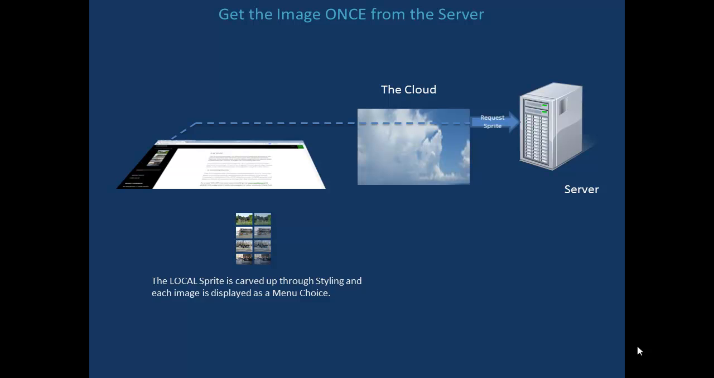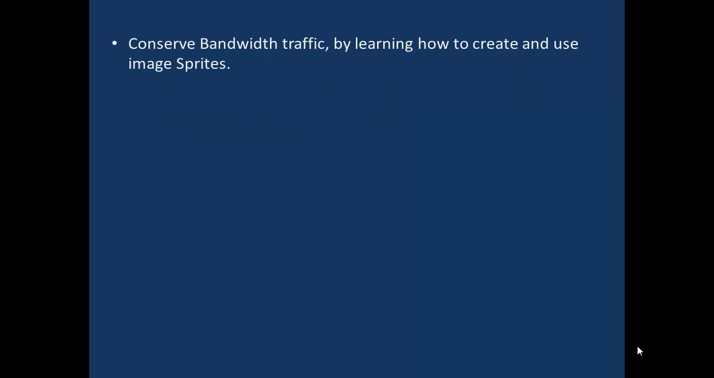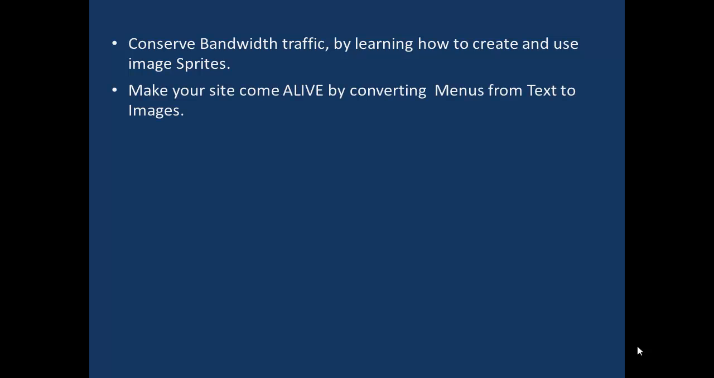Once you get a hang of this, you can then plan your site to cluster together other images such as buttons or symbols and use sprites in that manner. So what we're going to do by registering for the creating and using image sprites course right now, you will learn how to conserve bandwidth traffic once you know how to create and use image sprites. Then make your site come alive by swapping out those text menus and using images, make it more eye-catching. And then you'll learn how to use the sprites to apply them in standalone sites as well as in content management systems such as WordPress.